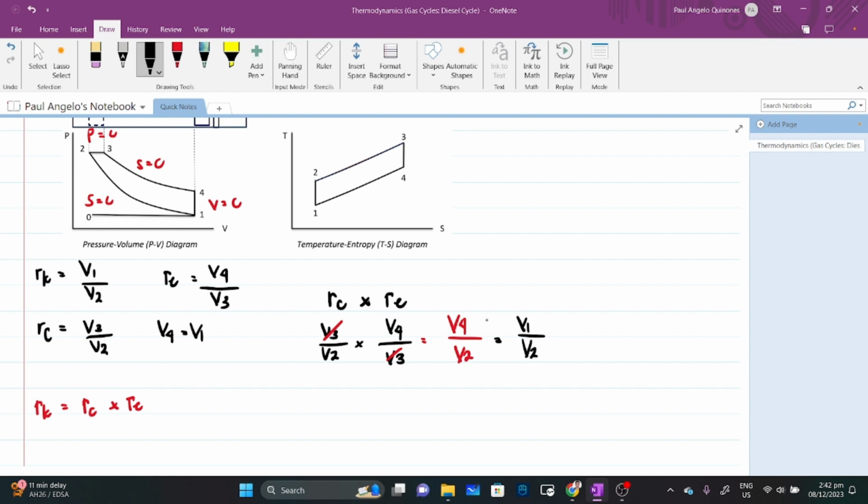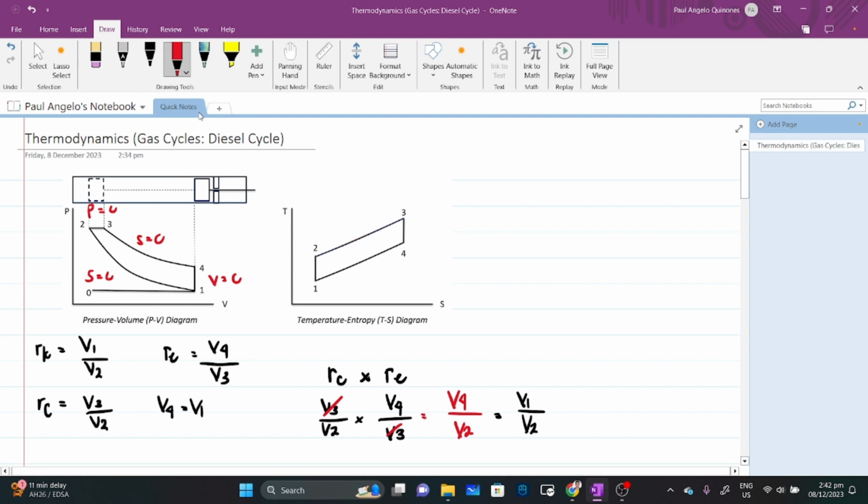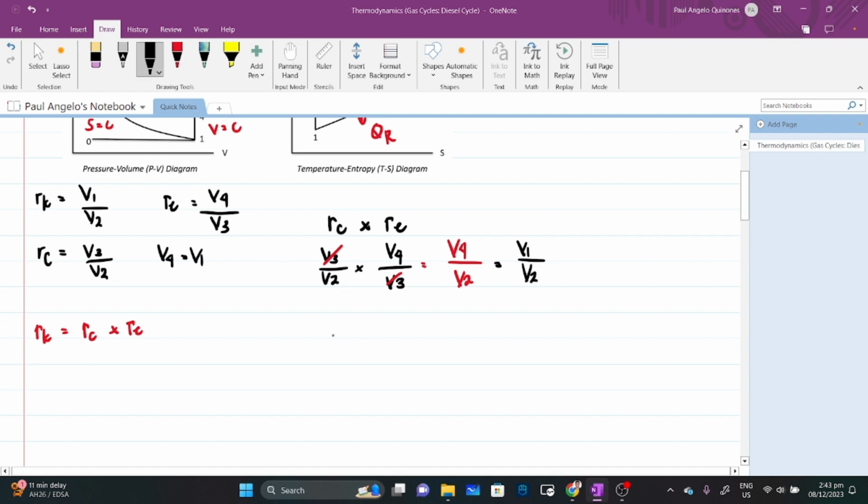Let's start first with heat addition. Where does heat addition take place? In an ideal diesel engine, heat addition takes place in points 2 to 3. Next, points 4 to 1 is where your heat rejection takes place. Just like in the Otto cycle, 2 to 3 is heat addition and 4 to 1 is heat rejection or your exhaust stroke. Let's start with the efficiency of an ideal diesel cycle, which is E. For all gas cycles, it is given by work net over QA.